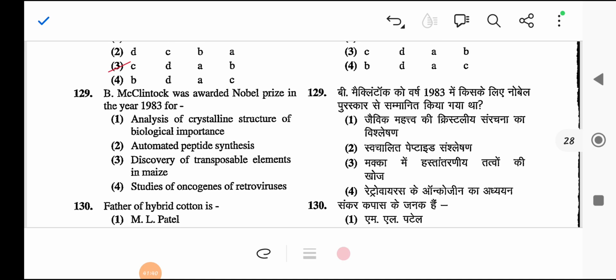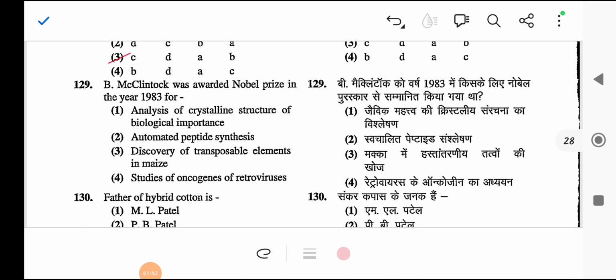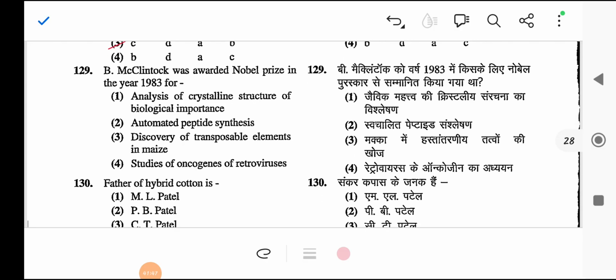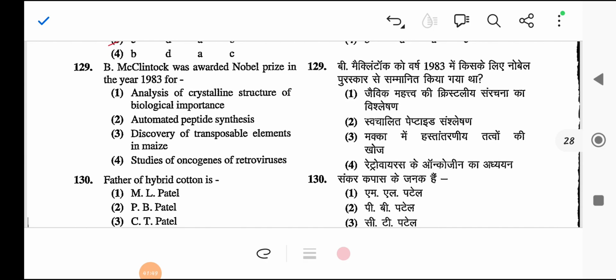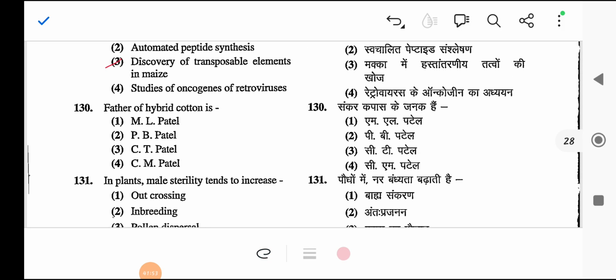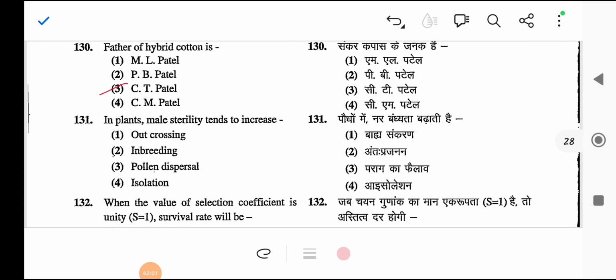Barbara McClintock was awarded the Nobel Prize in the year 1983 for the discovery of transposable elements, Ac and Ds. Next, the father of hybrid cotton is C.T. Patel. Next, in plants, male sterility tends to increase outcrossing.